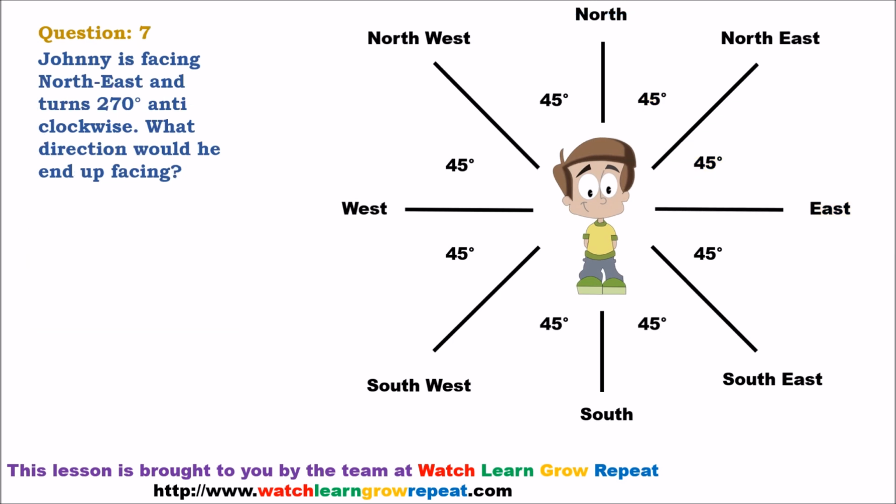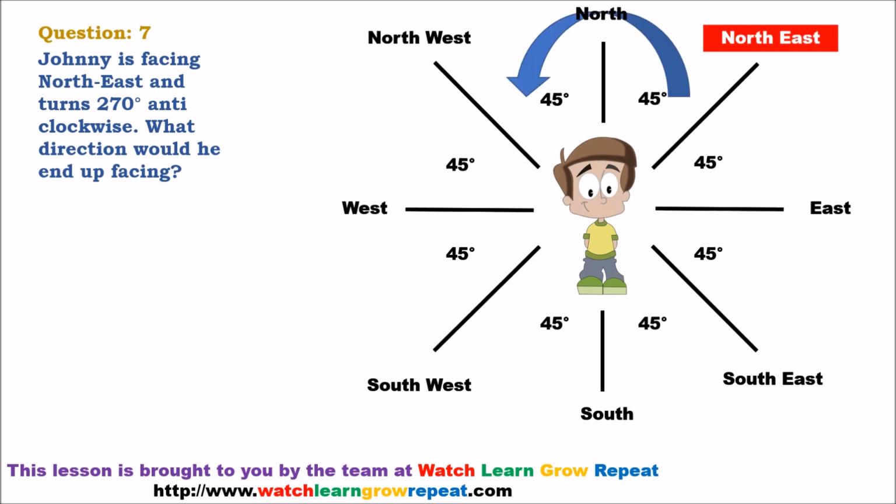Question number 7. Johnny is facing northeast and turns 270 degrees anti-clockwise. What direction would he end up facing? So Johnny is starting off by facing northeast, and he's turning counterclockwise or anti-clockwise. Now when he turns 45 degrees anti-clockwise starting at northeast, he'll end up facing north. That's just 45 degrees. So carrying on, he turns another 45 degrees, and 45 plus 45, that's a total of 90 degrees from the starting position, and now he's facing northwest.